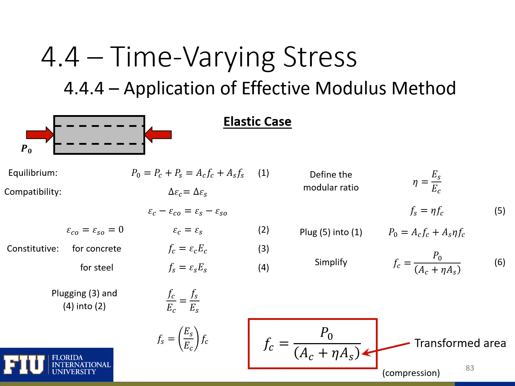The first case that we're going to look at is the elastic case. Here we have a load P0 applied to our column. You can look through the deformation, but essentially we're using equilibrium, compatibility, and our constitutive laws to relate our concrete stress to our force. Here we can see that our concrete stress is just equal to our applied force P0 divided by our transformed area. Note that our modular ratio is our ES divided by our EC.